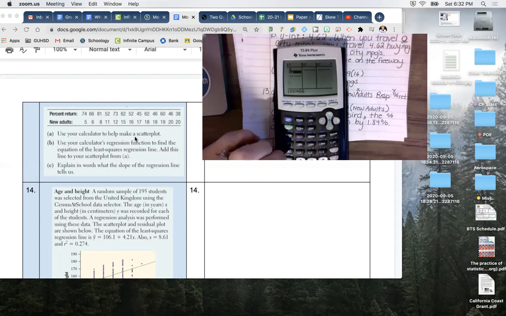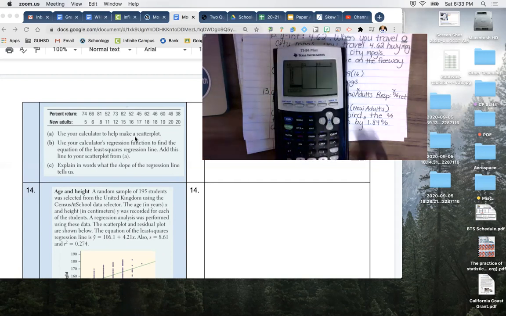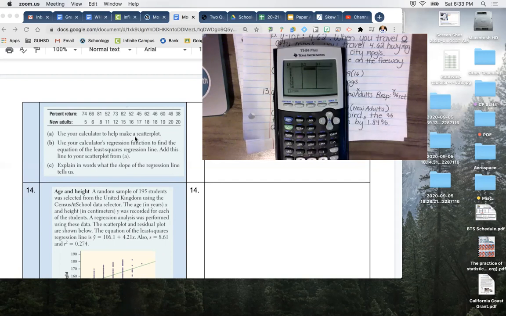If there are 5 new adults or 6 new adults or 8 new adults, I can predict the next year how many or what percentage of birds will return. So tricky, but the explanatory variable is definitely that lower variable, the new adults. Coming over here to list 2, I'm going to put in the percent return. That's my response variable. Because again, what this problem means is you can predict by knowing the number of new adult birds how many will return the following year.